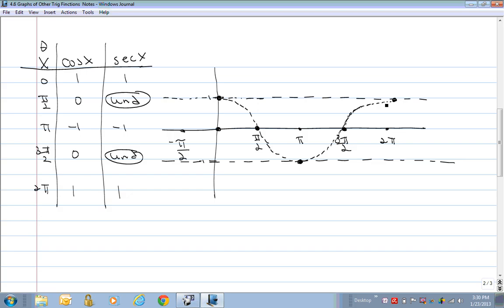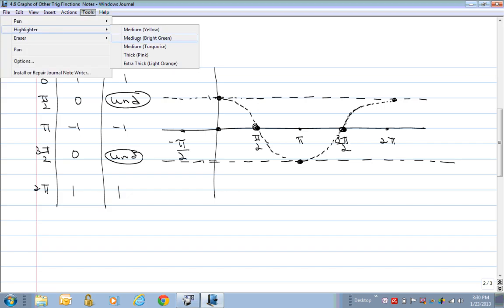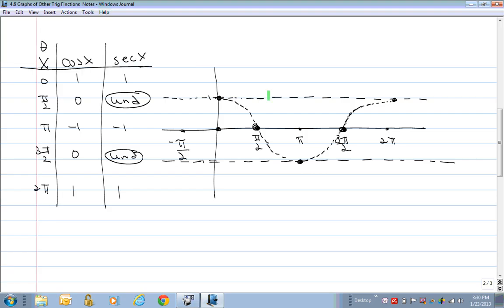All right, so now let's take a look at where we're undefined. We're undefined at pi over 2. We're undefined at 3 pi over 2. Both are the points that intersect with the x-axis. So let's draw in our asymptotes. We'll use our highlighter for that again. An asymptote here. I'm going to extend it this time. And we have an asymptote here.